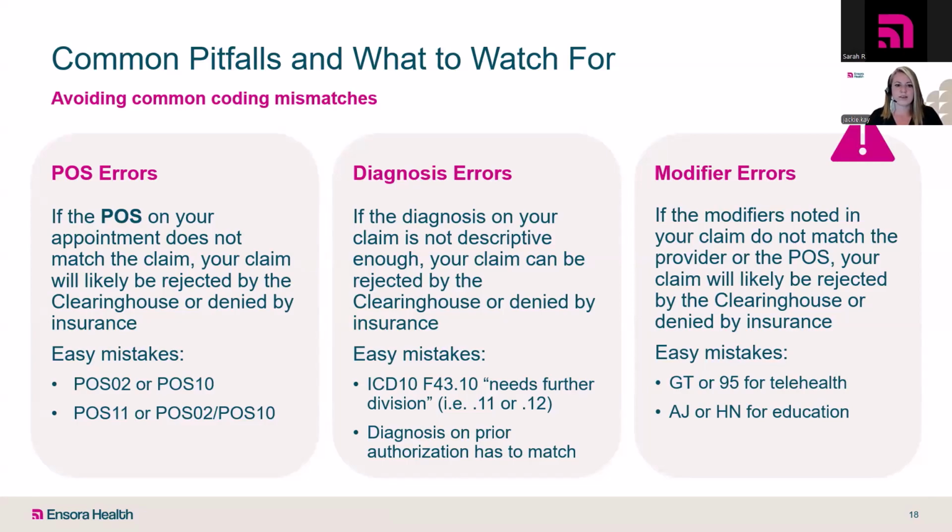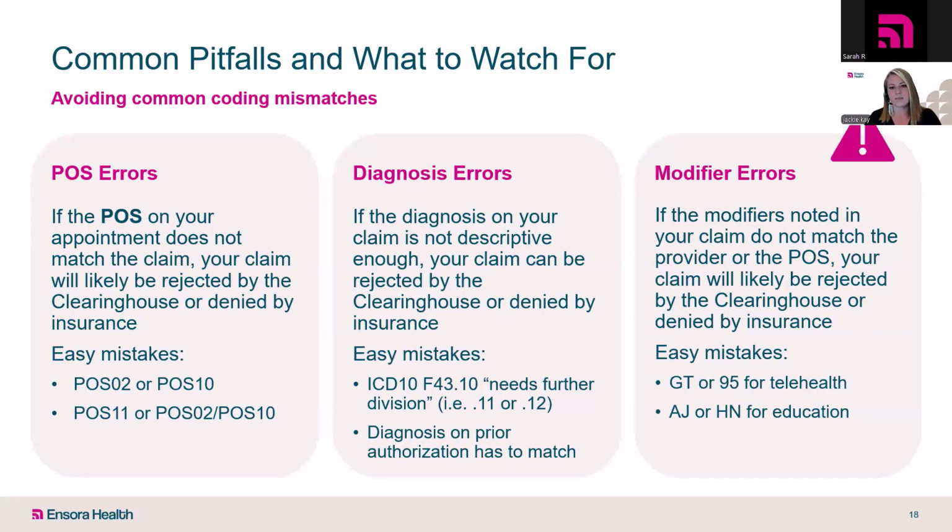And then we also have diagnosis errors. So if the diagnosis on your claim is not descriptive enough, the claim can be rejected by the clearinghouse or denied by the insurance. One of the mistakes that I see a lot is having basic diagnosis codes, such as F43.10, and then the insurance comes back and says it needs further division. So you would just need either a .11 or .12 added to that diagnosis code. And then also, if you require prior authorizations for any of your claims, the prior authorization diagnosis code has to match the claim.